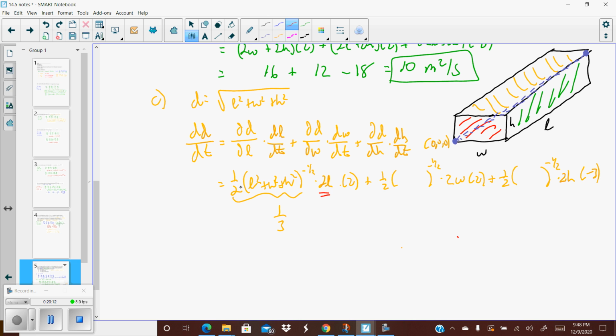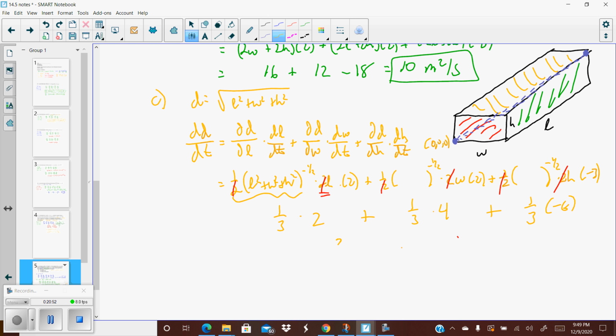These 2's and the halves are going to cancel out. Let's get rid of those, make everything a little bit easier. So that's going to be a third. Whoops, go back to orange. That's going to be a third, and that's going to be a third. So now we just got to fill the rest of this in. Again, L was 1, so that's going to be times 1 times 2. W was 2, so that's going to be 2 times 2 is 4. And H is also 2, so that's going to be 2 times -3, which is -6.